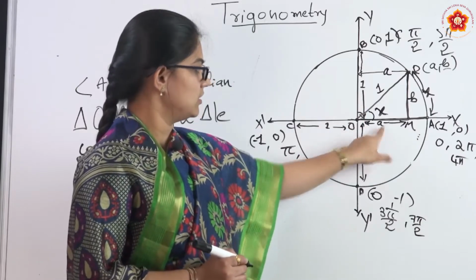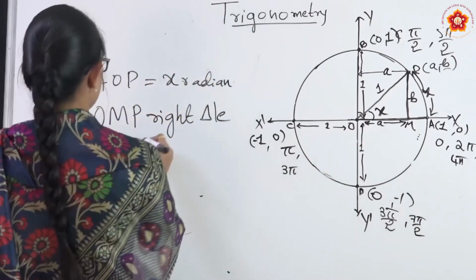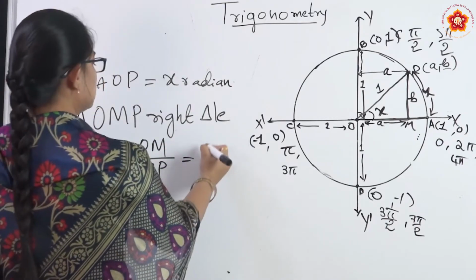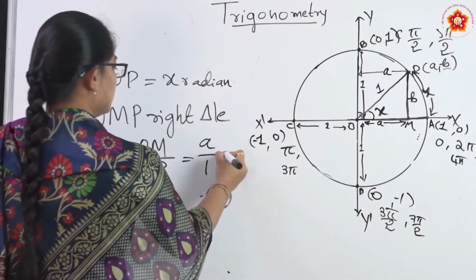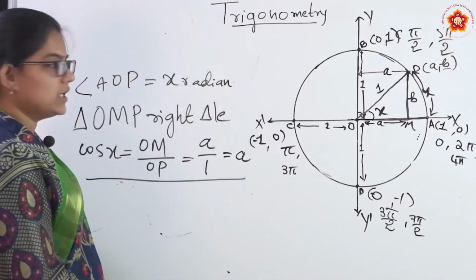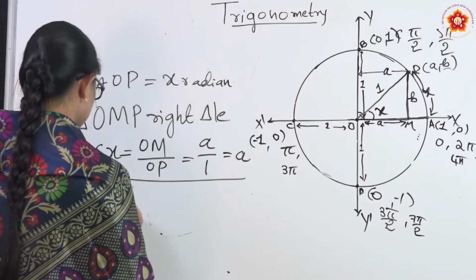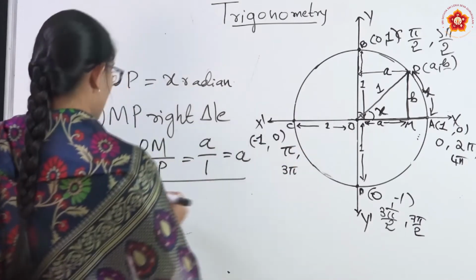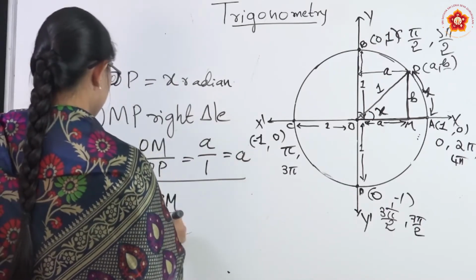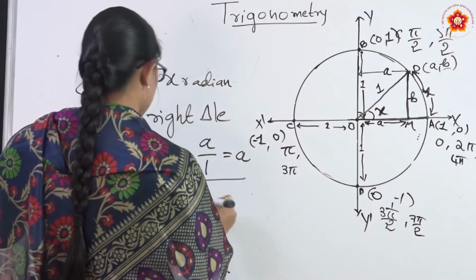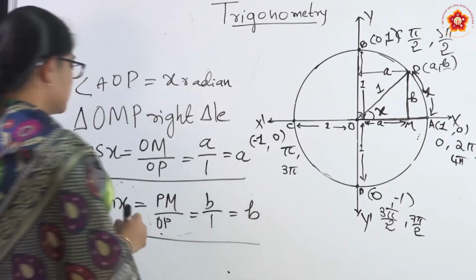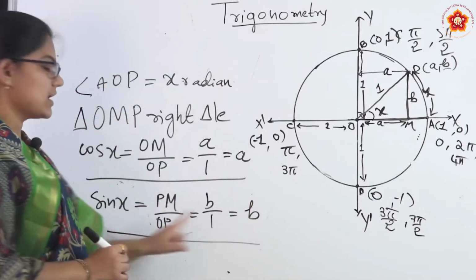Adjacent side is OM by OP, right? Cos x is OM by OP, that is OM is A by 1, which is equal to A. So you got cos x as A, right? Now what is sin x? Sin x will be the opposite side PM divided by the hypotenuse OP. So PM is B, so B by 1, which is equal to B. So you got cos x as A and sin x as B, correct?